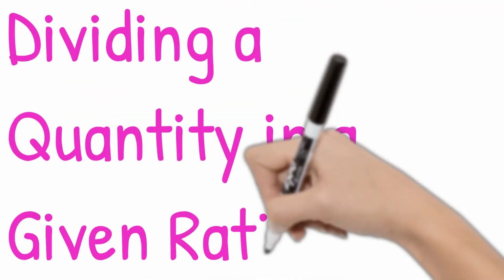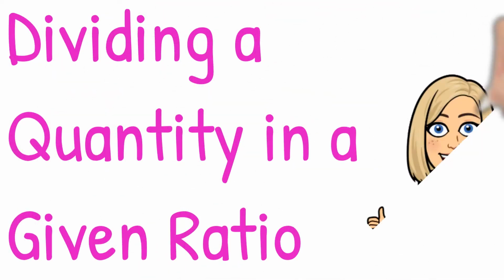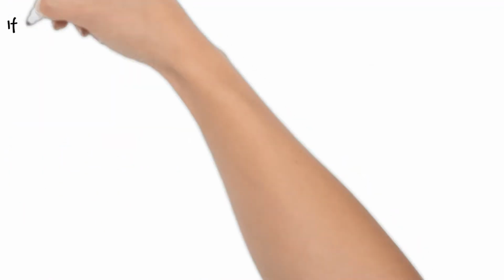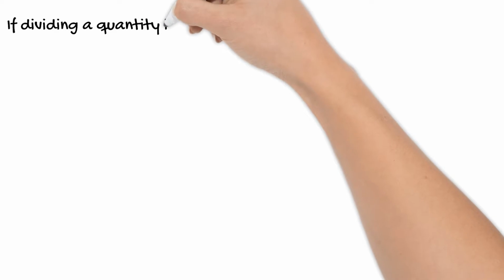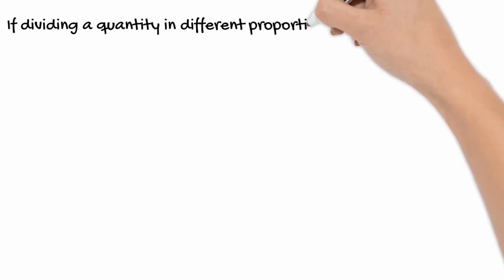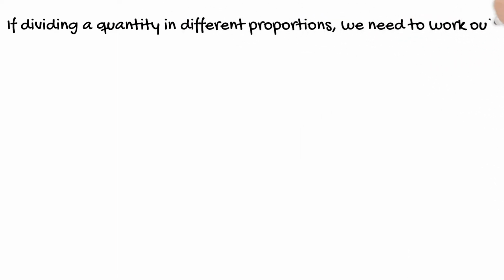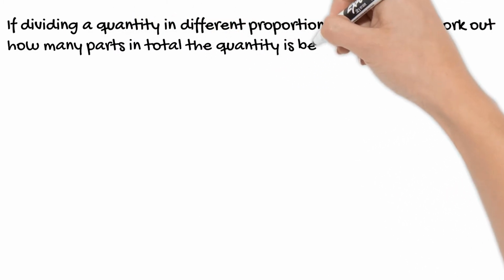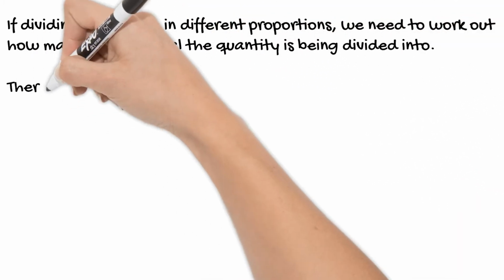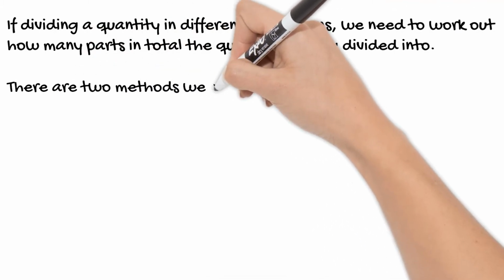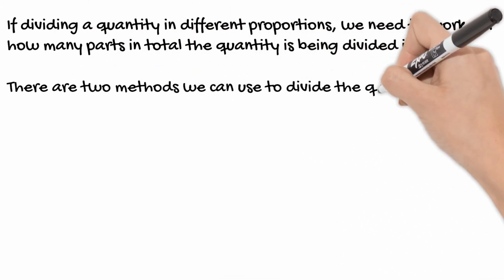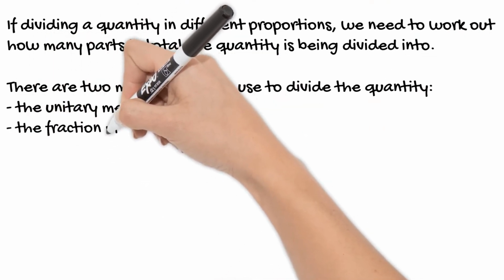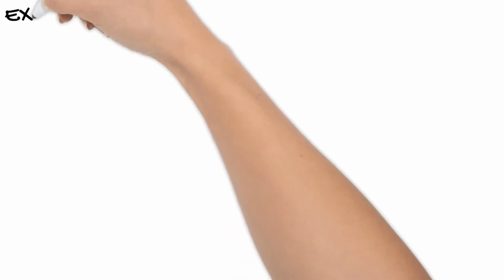Welcome back. Today we are looking at how to divide a quantity in a given ratio. Quite often there are times where we need to share out a quantity, but not in equal proportions. This is where ratios become really handy. There are two methods that we can use to do this. The first one is called the unitary method, and the second one is called the fraction method.